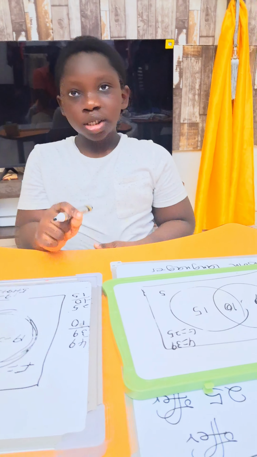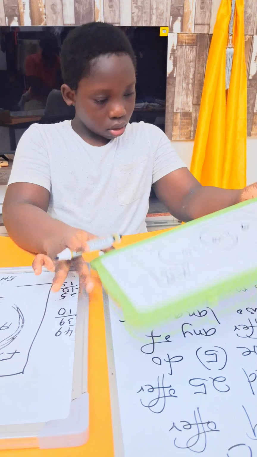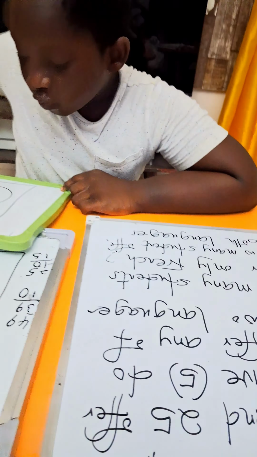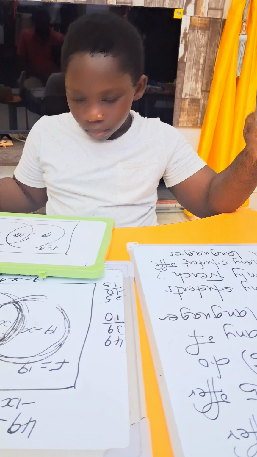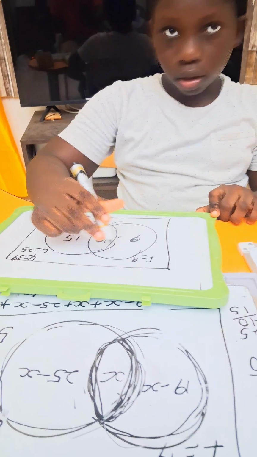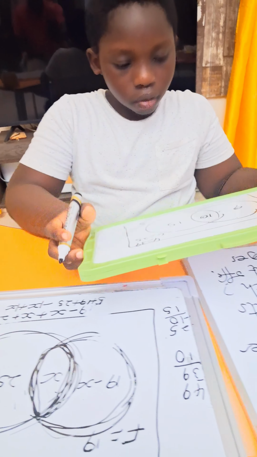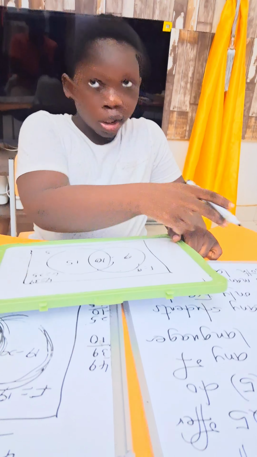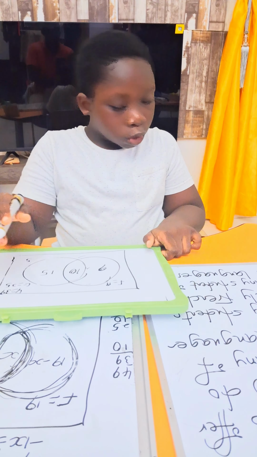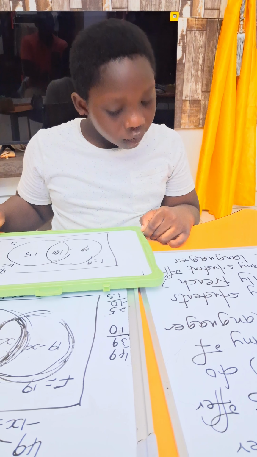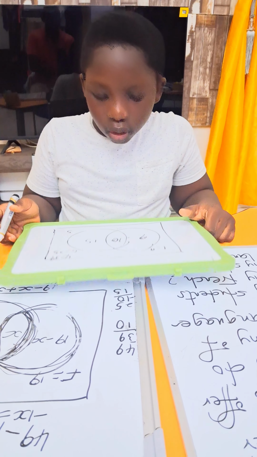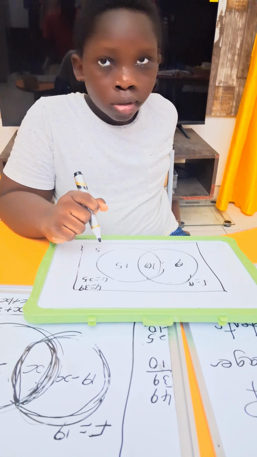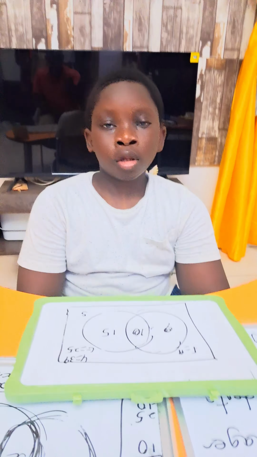And now let's answer the question. 1. How many students offer only French? Only French, which is this side, which is 9. So number 1 is answered. And number 2, how many students offer both languages? So both languages is in the middle, which is 10. And that's the end of the question.